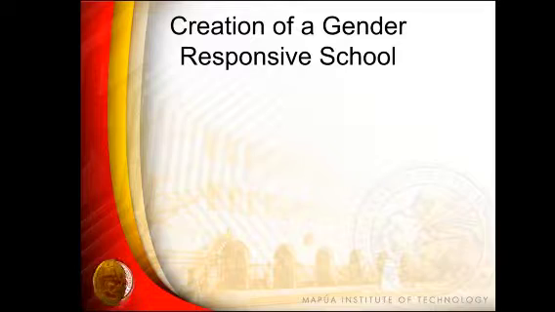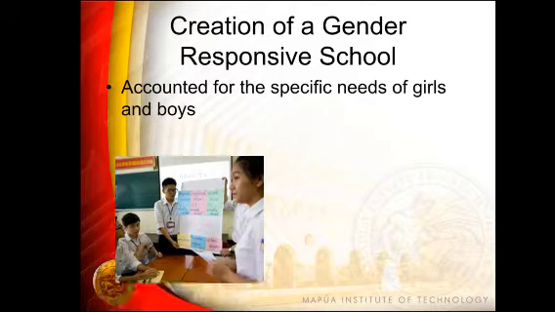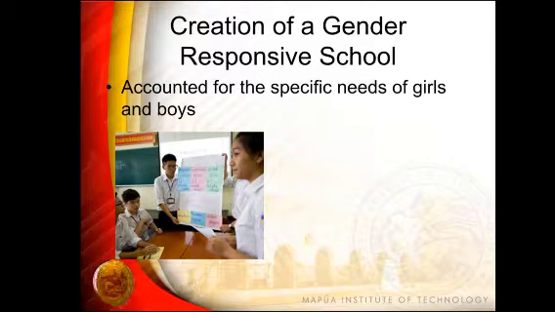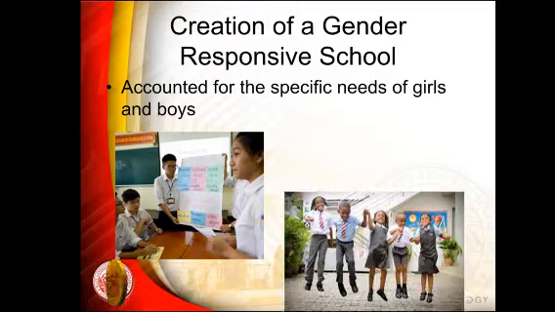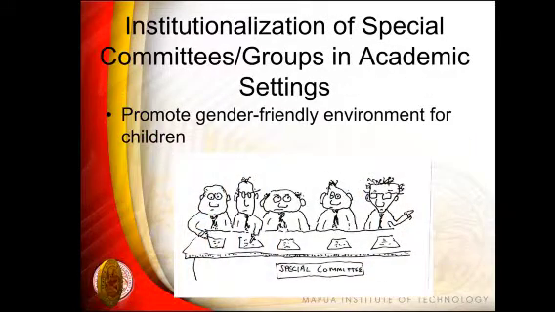Creation of a gender-responsive school. A gender-responsive school is one where the academic, social, and physical environment and its surrounding community take into account the specific needs of both girls and boys. For the school to have a gender-responsive management system, the teacher has an important role to play by working closely with the school management through regular communication on classroom-related gender issues.